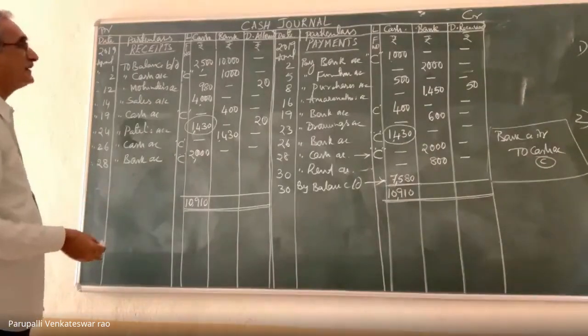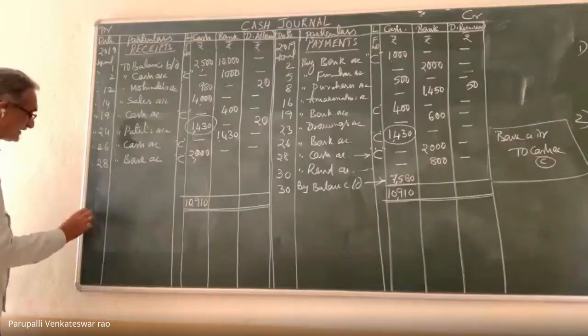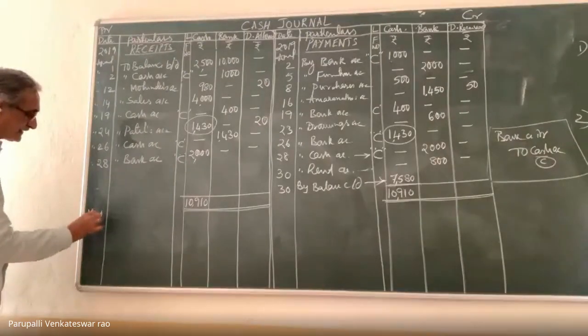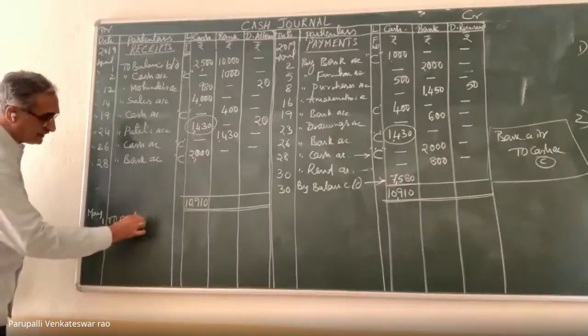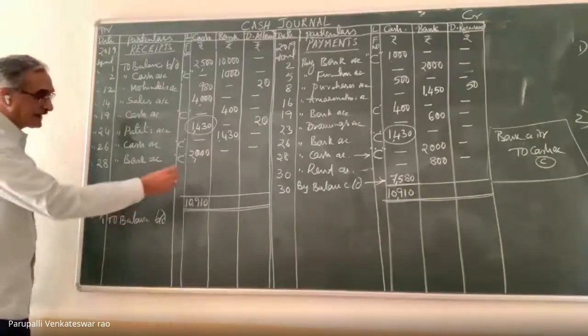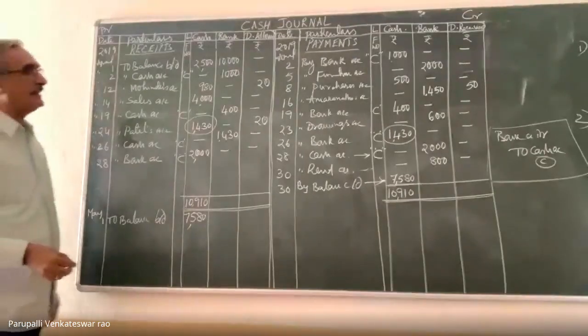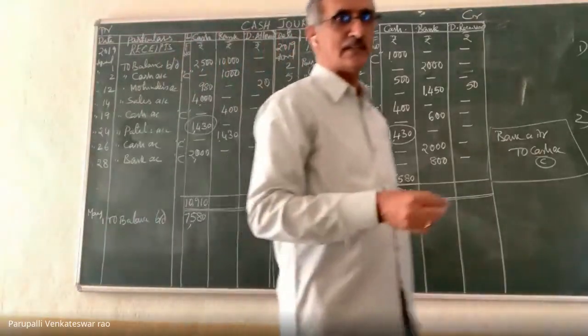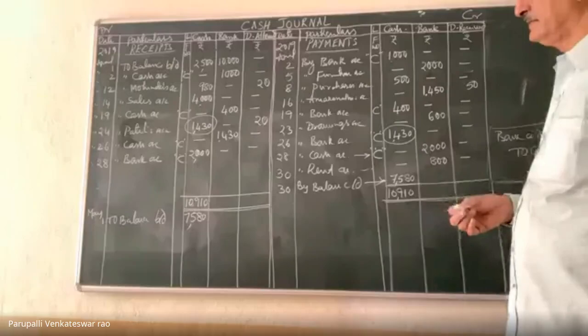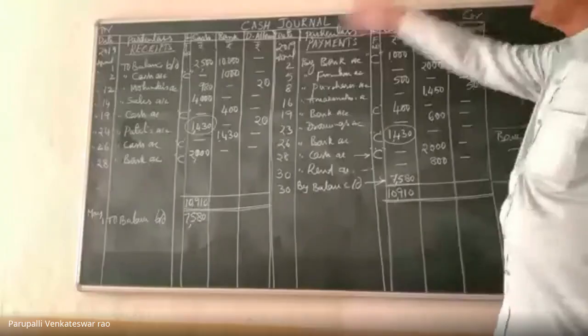What is the next month? May. So you write May 1st. May 1st, balance brought down. That means we carried it to the next month. How much balance is there? 7,580 cash balance. On May 1st, the cash balance with the businessman is 7,580.